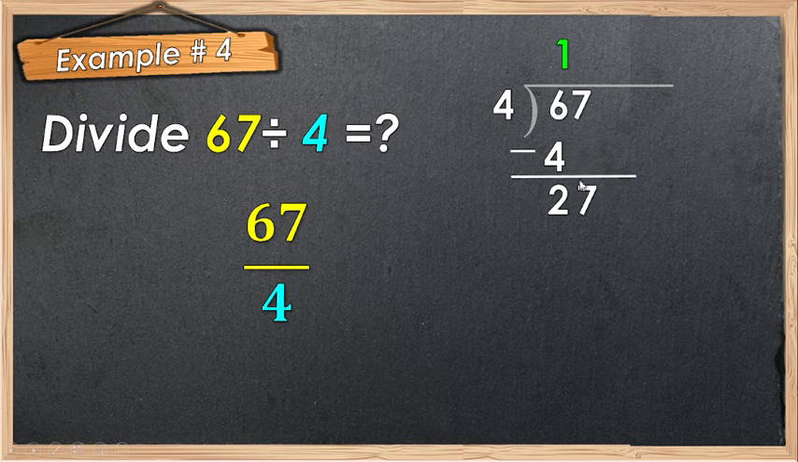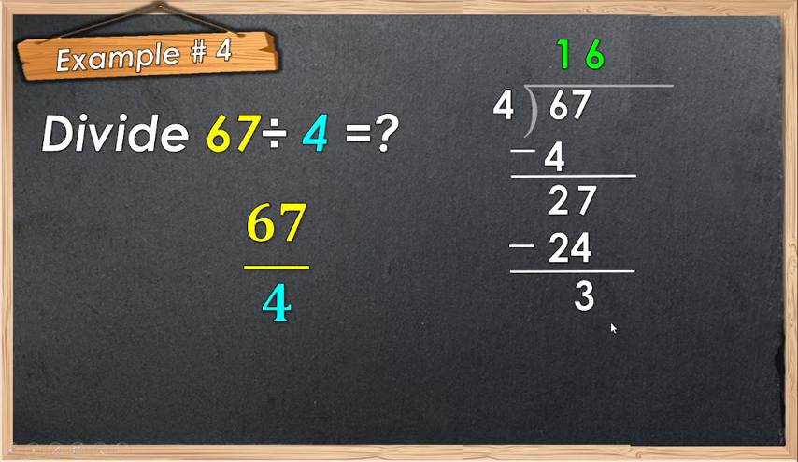So, how many 4 in the 27? We have, correct, the answer is 6. Then 6 times 4, the answer is 24. Then subtract. 27 minus 24, the answer is 3. Then add 0. Again, if you add 0, you need to place the decimal point. Then bring down 0. We have now 30.